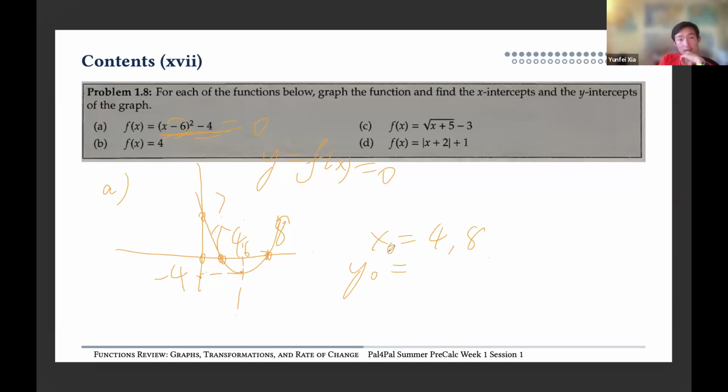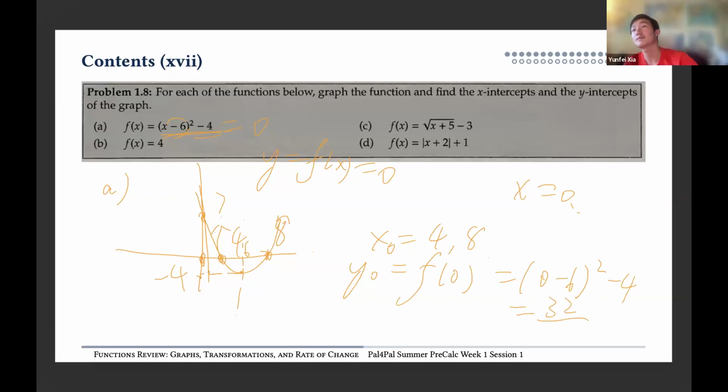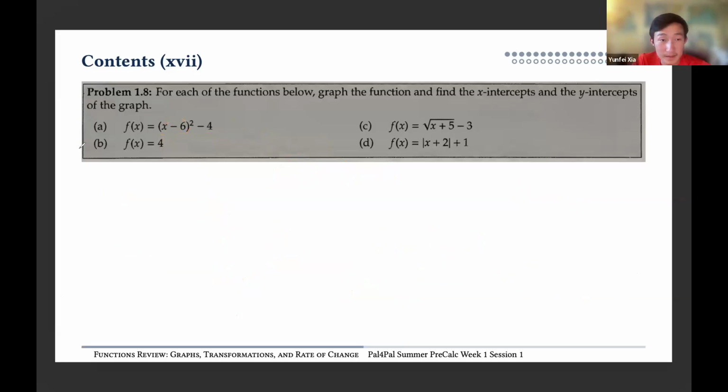Similar to the x naught, y naught is found by setting x as 0, because the y-axis is described by x equals 0. So therefore, y naught is equal to f of 0, which is (0 minus 6) squared minus 4, which is 32. Yeah, 32 is correct. This one is pretty easy. You guys don't have to do this. There's no x-intercept, and y is just 4.